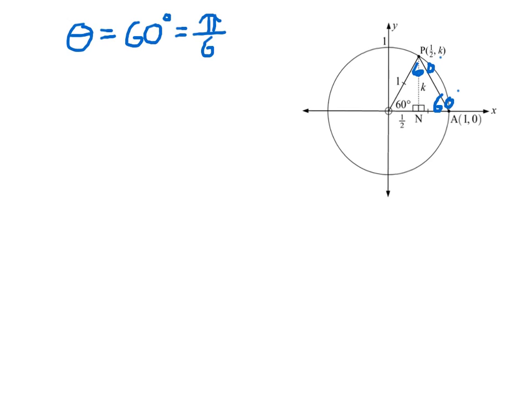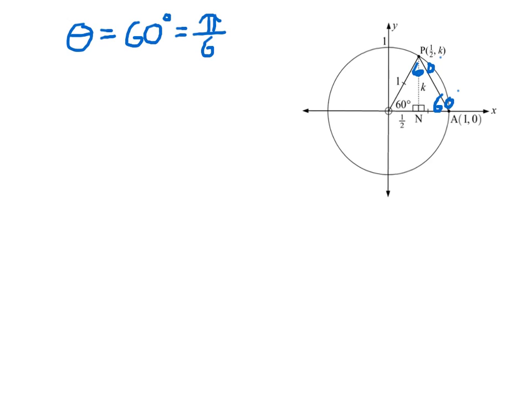Therefore, I have an equilateral triangle. Now, if I bisect the line OA by dropping a line from point P straight down, I bisect that line, and because this distance is 1, I know that half that distance is exactly 1/2. Therefore, the x-coordinate of point P is 1/2.